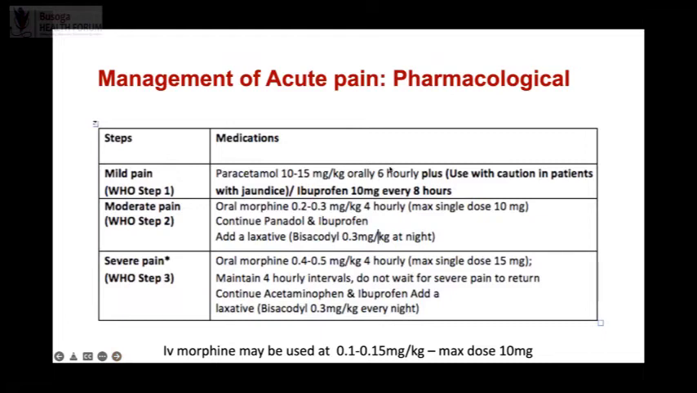So mild pain, paracetamol or brufen. Moderate pain, you use oral morphine, but at a different dose, 0.2 to 0.3 every 4 hours. Then severe pain, we increase the dose to 0.4 to 0.5. Okay, and then you can add some paracetamol and brufen. And then you, of course, add a laxative. You can actually use IV morphine at that dose while you're monitoring to avoid toxicity.